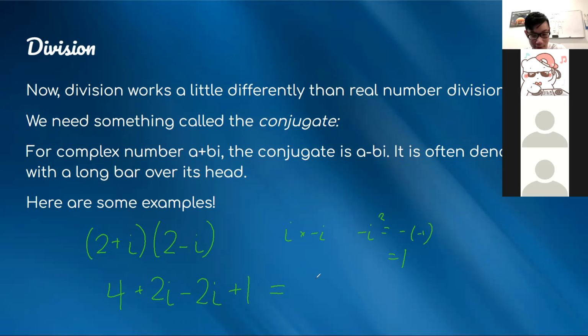And now we can condense it. 4 plus 1 is 5. But then you'll notice that 2i minus 2i actually cancels out and becomes 0. So the answer is just 5, a real number, right? And we can perform whatever operation we want with real numbers because it doesn't have an i anymore. So if we work this out for any problem, if we multiply by the conjugate of the number, we'll always get rid of these i's and we'll end up with a real number. So that's why we use the conjugate, right?